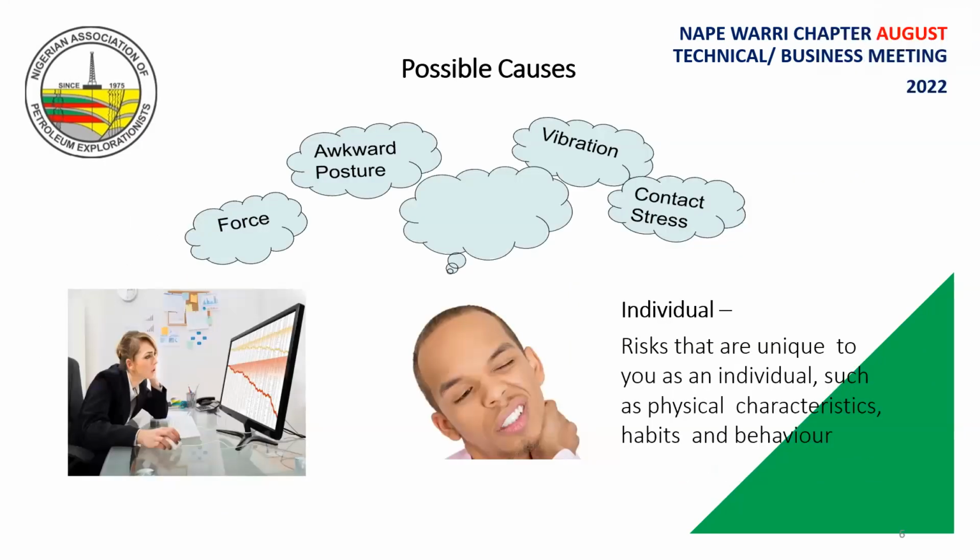So what are the possible causes for this? One thing that we all know as geologists: awkward positions, repetitive contact stress, vibrations, forces. These are things that can cause us to have ergonomic issues. And these are risk factors, like what you do normally, your physical characteristics, your habits, and your behavior. These are possible causes for this kind of conditions.